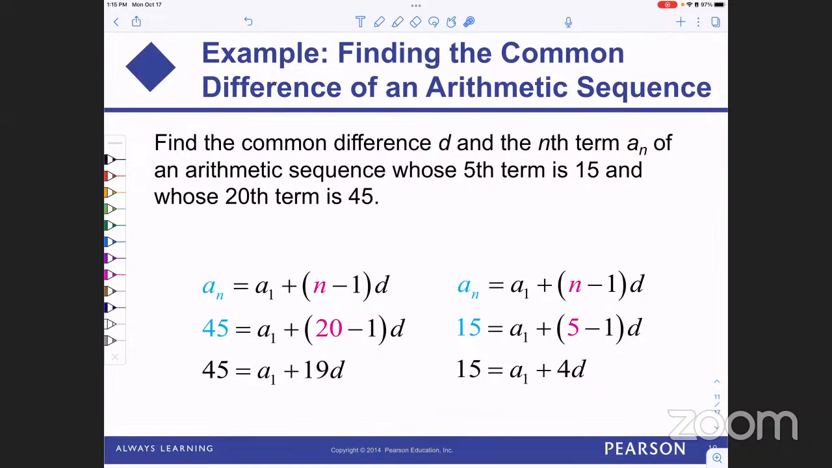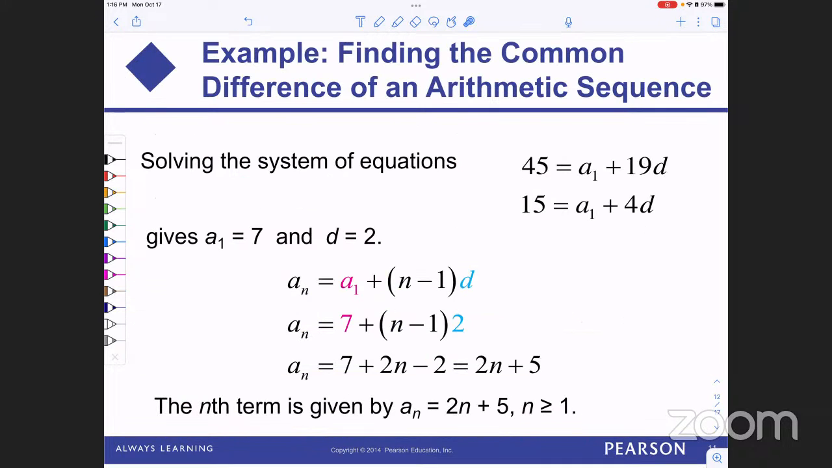Let me look at this. So what the book did, again, they started with the nth term for arithmetic sequence. The nth term was 45 when n was 20. So then they got it down. I think we got that same part, something similar for this other point. So then solving the system of equations, right? Okay, a1 is 7 and the common difference is 2. So we went through how to get that. And then 2n plus 5, as long as n is greater than or equal to 1.